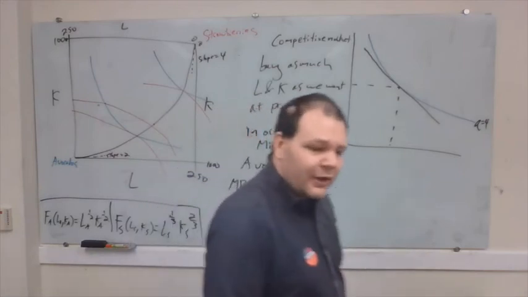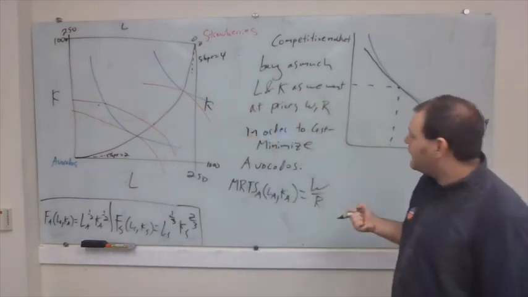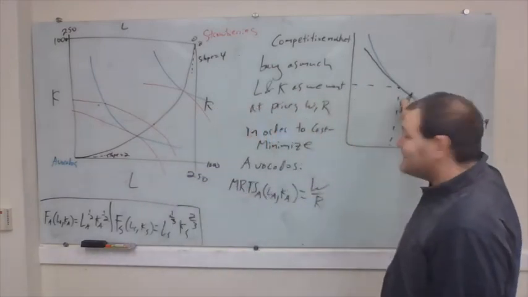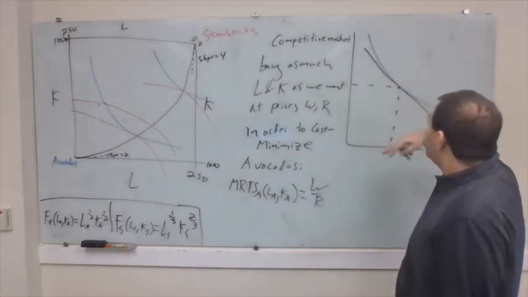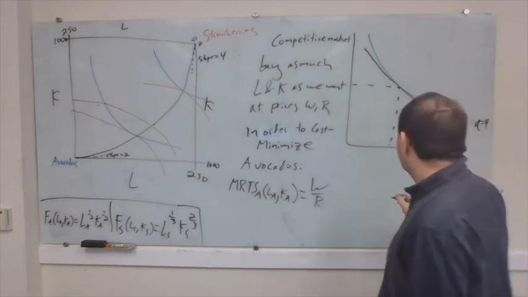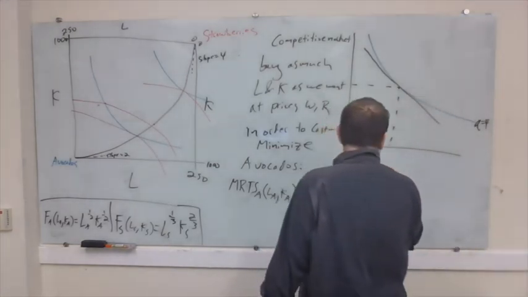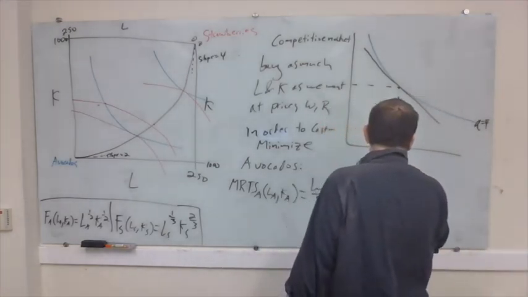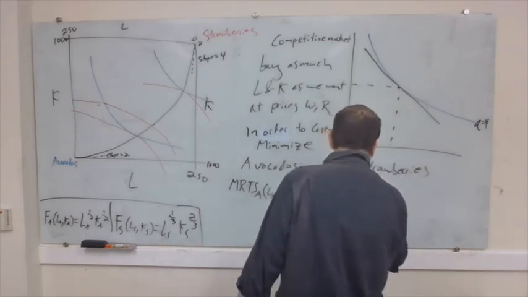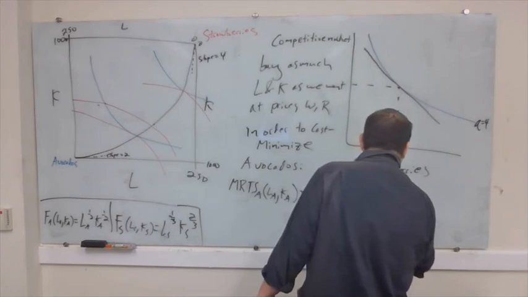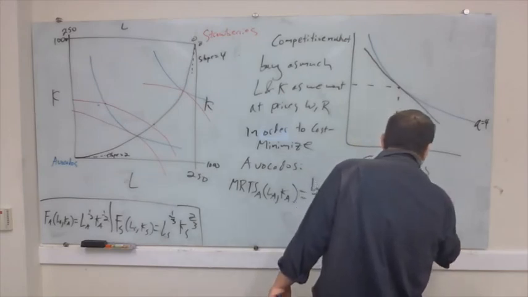How about the strawberry industry? What are strawberry producers doing? They're doing the exact same thing. They're also hiring labor and capital up until their MRTS equals W over R. So in strawberries, we've got to have MRTS in strawberries of LS and KS equal W over R.